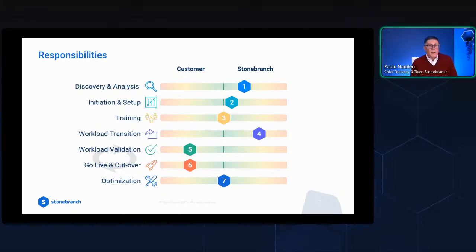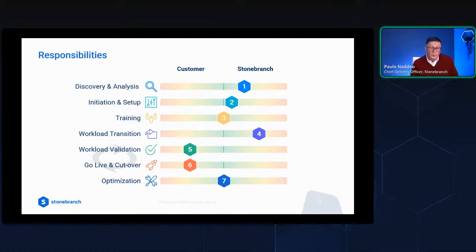After that, the work shifts to the customer, where during validation and cutover, which is nothing more than a user acceptance test, they will be busier than Stonebranch. The customers will be busier. And finally, when we get into the optimization, I think both teams will be engaged at the same amount.